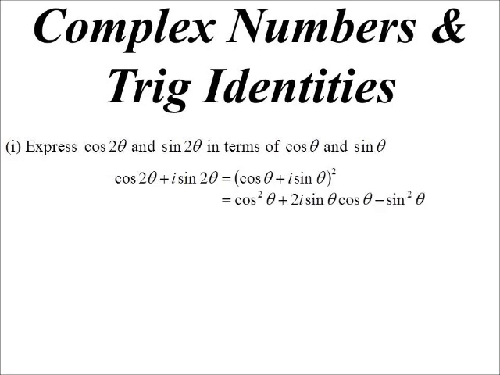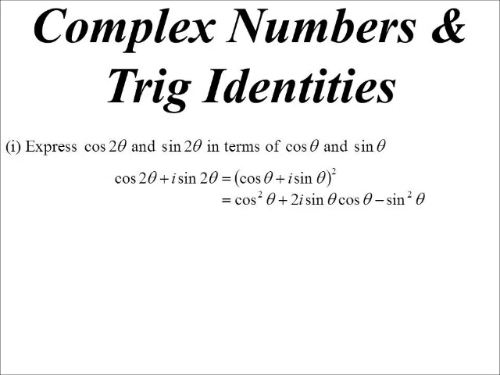Now, of course, we know these already, cos 2 theta and sin 2 theta. Let's pretend we don't. So we want to work out what they are in terms of cos theta and sin theta. We're using De Moivre's theorem. We know that (cos theta + i sin theta) squared would be the same as cos 2 theta plus i sin 2 theta. If I expand the left-hand side out, then we get cos squared, twice the product, so 2i sin theta cos theta, and minus sin squared.